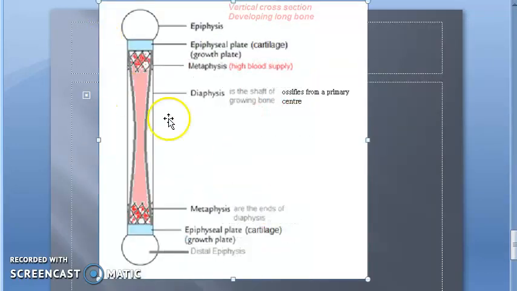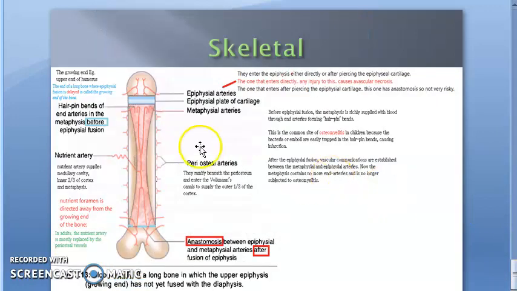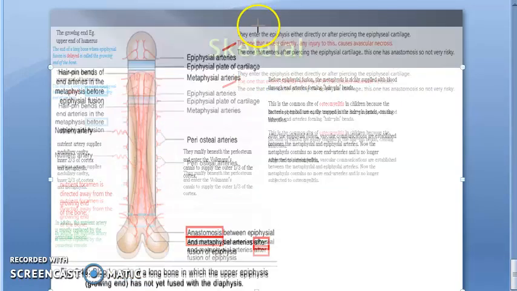See, here you have epiphysis, then metaphysis, where high blood supply will be there, and then you have the diaphysis here. It's the shaft of the growing bone. Metaphysis, then epiphyseal plate, and then you have epiphysis. Okay. Then let us look at the blood supply.